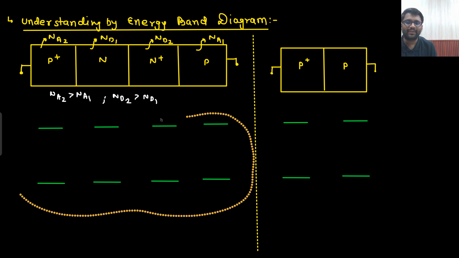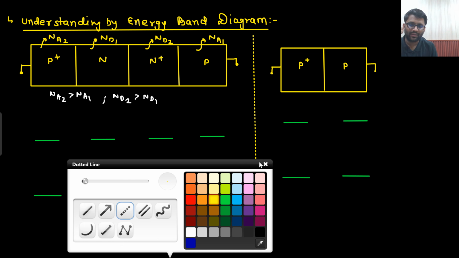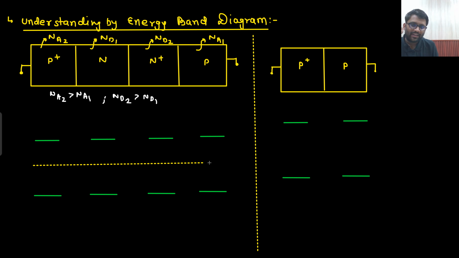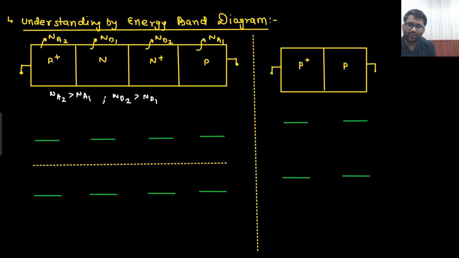Now let's make the energy band diagram. From the energy band diagram, we can conclude something pretty good. So where will be EFI? EFI would be somewhere in between, right? EFI I will erase later on. But as of now, first, what we need to make? P plus. This is my conduction band and this is my valence band. For P plus, my Fermi level will be nearer to the valence band. For N, my Fermi level will be nearer to the conduction band.